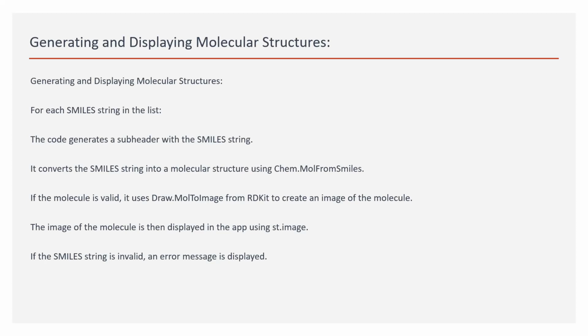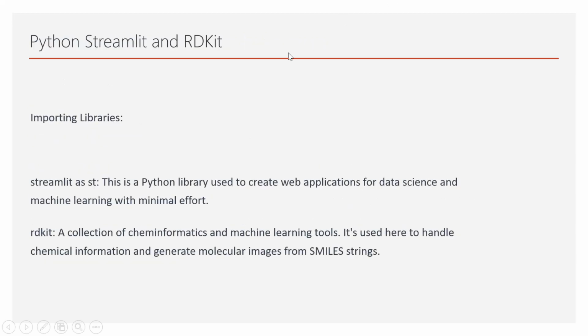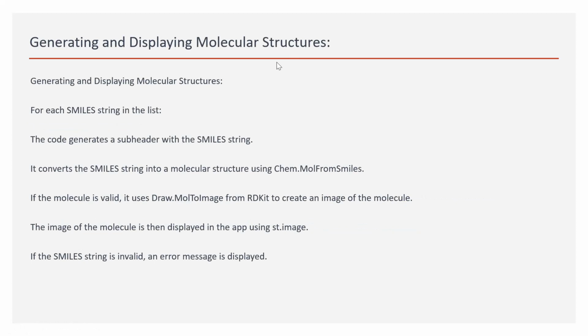Then we are generating and displaying the molecular structures for each SMILES string in the list. The code generates a subheader with the SMILES string. It converts the SMILES string into a molecular structure using Chem.MolFromSmiles. If the molecule is valid, it uses Draw.MolToImage from RDKit to create an image of the molecule. So our perfect combination is to get the image of that particular molecule itself. The image of the molecule is then displayed in the app using st.image. If the SMILES string is invalid, an error message is displayed.